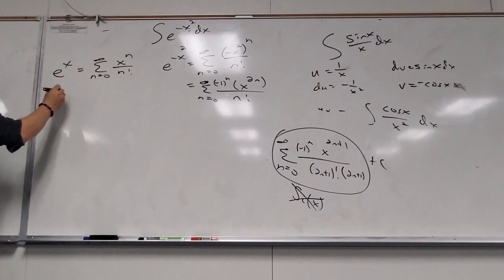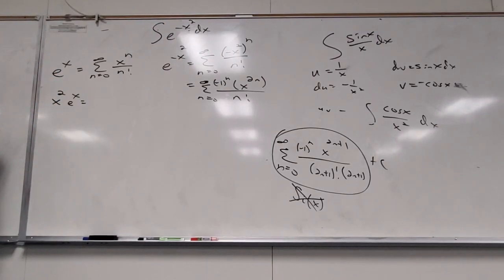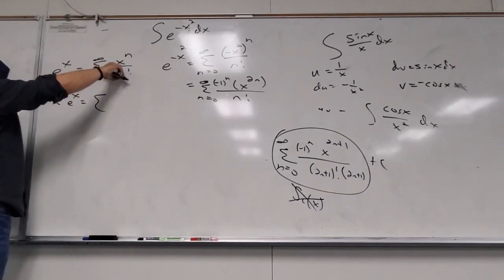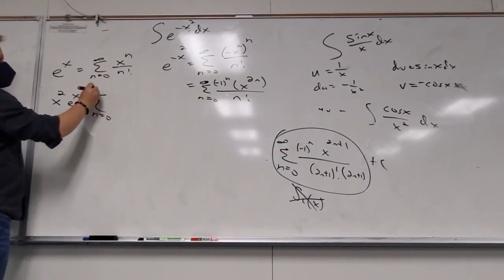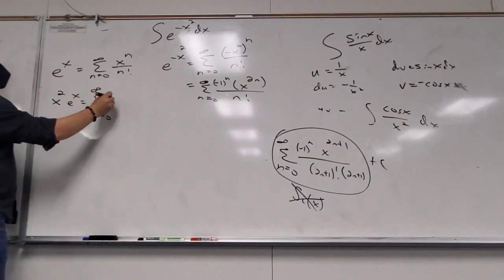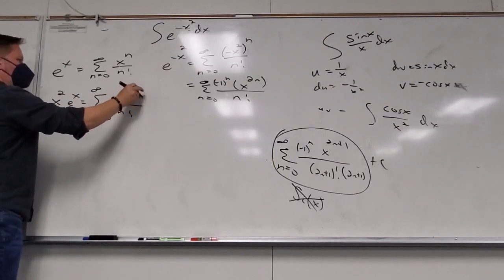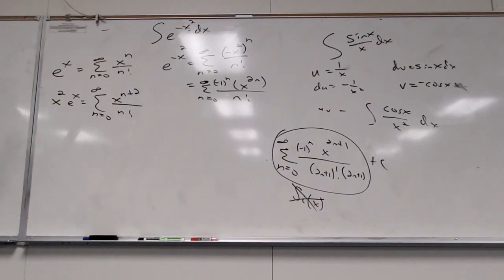What would x squared e to the x be? It's exactly what you hope it would be. When you multiply something by x squared, aren't there a bunch of x's in here already? How many more x's did I just multiply by? 2. So how many more x's does it get? 2 more. That's too nice. Give me a break. You see that? Yeah.